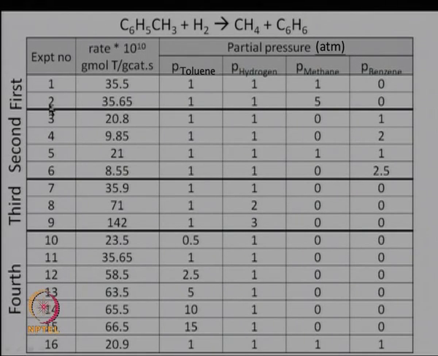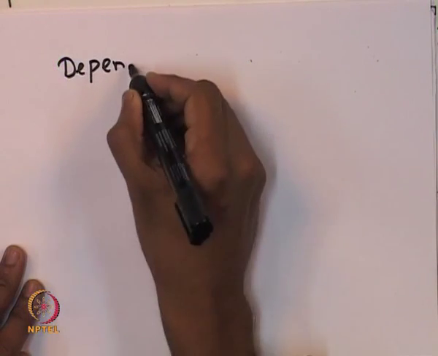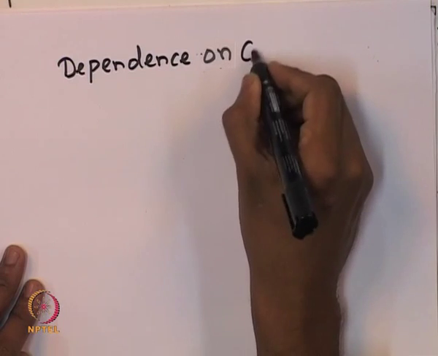The first set is by changing the partial pressure of methane, and then the second set by changing the partial pressure of benzene, and then the third set by varying the partial pressure of hydrogen, and the fourth set by varying the partial pressure of toluene. Now remember that partial pressure is a reflection of the mole fraction of each of these species. So we can now deduce a rate law by looking at this experimental data. And so as a first step, let us try to see how the rate law depends on, let's say, methane. Okay.